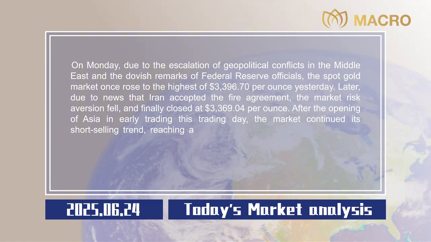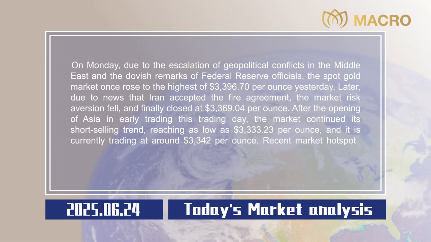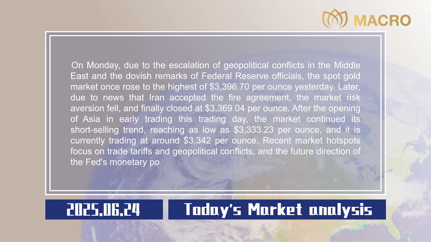After the opening of Asia and early trading this trading day, the market continued its short-selling trend, reaching as low as $3,333.23 per ounce, and it is currently trading at around $3,342 per ounce. Recent market hotspots focus on trade tariffs and geopolitical conflicts, and the future direction of the Fed's monetary policy will also affect the market direction.